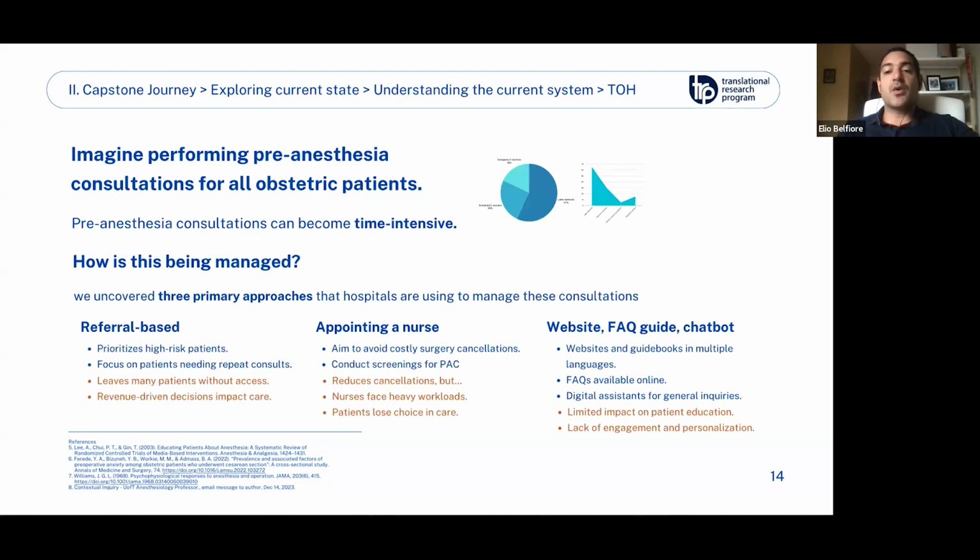Hospitals in Ontario typically rely on 3 primary approaches: referral-based systems, nurse-led consultations, and digital tools. Referral-based systems prioritize high-risk patients, leaving many without access to thorough pre-anesthesia information. Some hospitals assign nurses to conduct these consultations, which helps reduce cancellations, but can lead to heavy workloads and limit patients' choice. Digital tools like websites, FAQs, and info videos offer some assistance, but they can often lack engagement and personalization. Each approach has its strengths and weaknesses, but none fully address the needs of all patients.